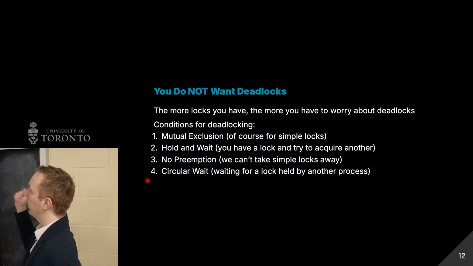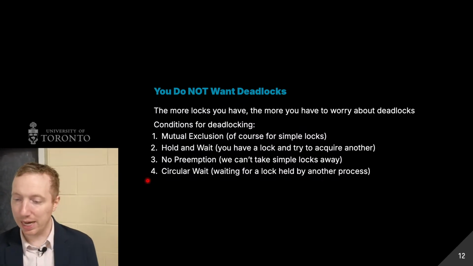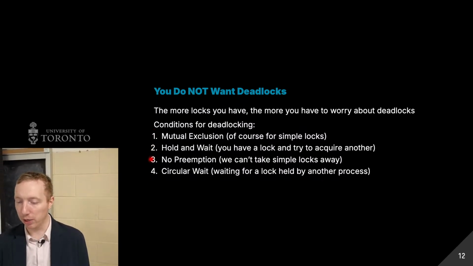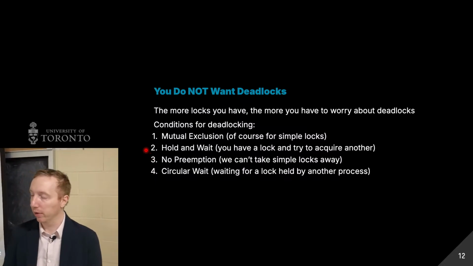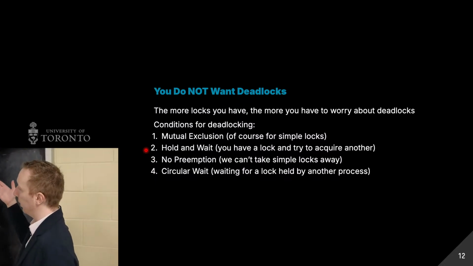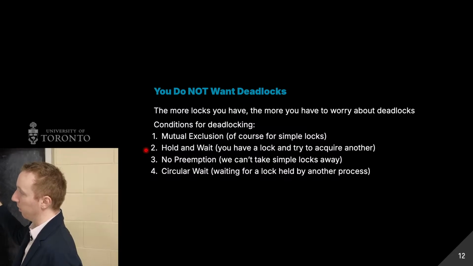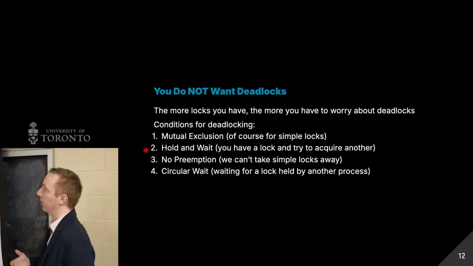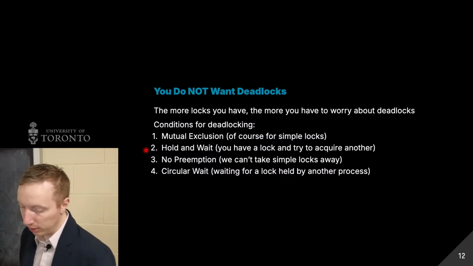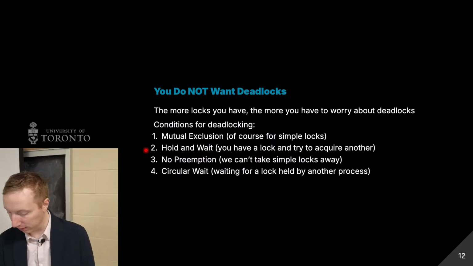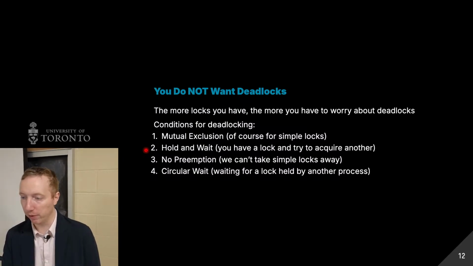So all of these conditions have to hold. We can't really do anything about condition 1 and 3. And so we can really only do anything about condition 2 and 4. And all of these conditions have to hold. So if we break just one of these, we can prevent a deadlock. And again, we'll have more fun with this when we do some examples and run a successful bank.